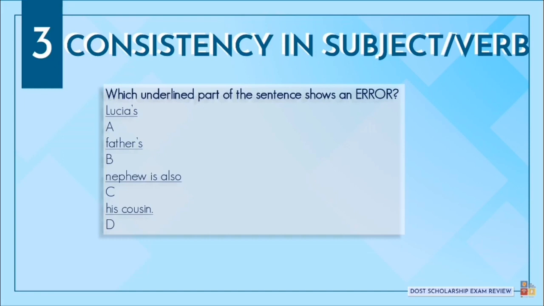We notice that the pronoun used for Lucia is his instead of her. Because in this item, we're talking about the relationship between Lucia and her father's nephew. In this sentence, we highlight pronoun-noun agreement. Again, the pronoun must agree in person and number with a noun. In this case, Lucia must have a pronoun, her.